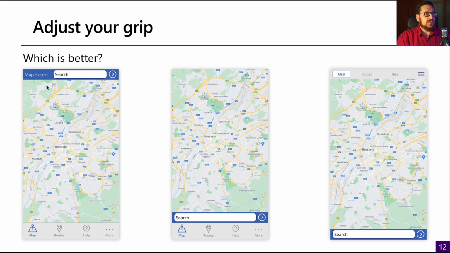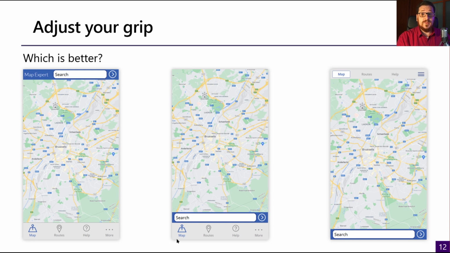In the first example on the left, we see that we have the search bar on top, we have the menu items on the bottom. That means that if I hold the phone in one hand, then it's easy for me to reach the menus at the bottom, it's easy for me to scroll the map, but it's more difficult for me to reach the search bar at the top.